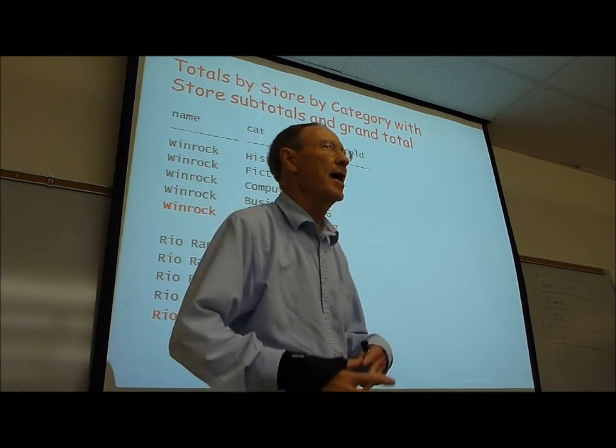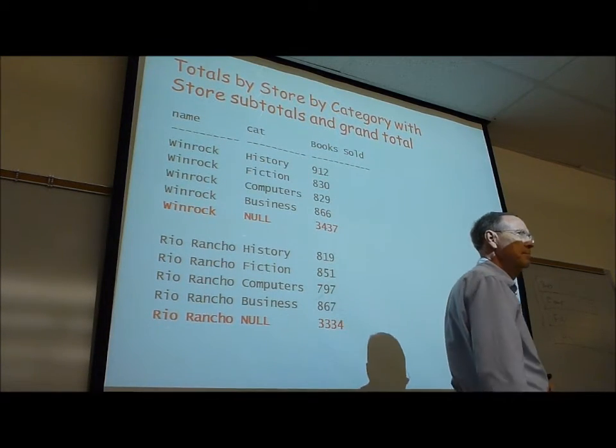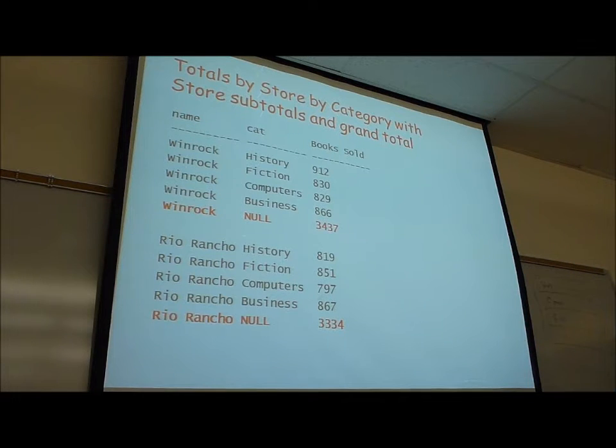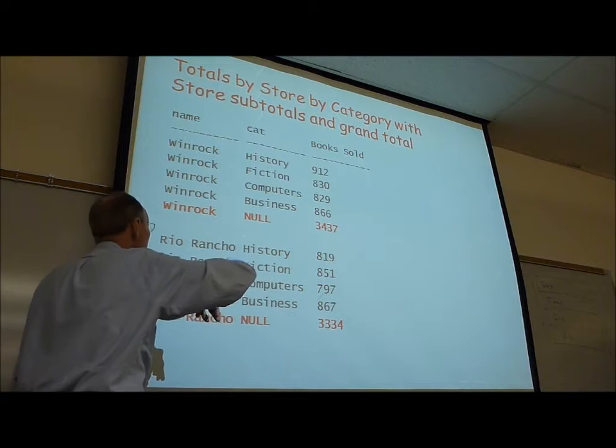But now the reason I had to do the descending is because that null is going to be sitting up at the top. And I don't want that. I want the subtotal showing up at the bottom like this. So I had to do that. That's some of the clever stuff you have to do. But when I do that, I get something that looks reasonably nice.